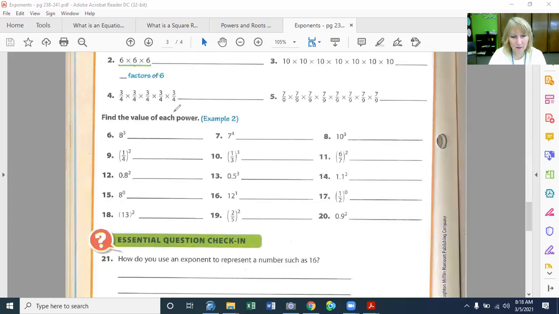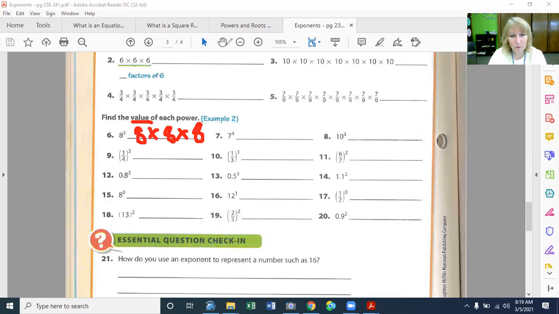Let's look at number 6. 8 to the 3rd power. Now they say find the value. When they say find the value, they want the answer. They don't want you to, it's already written as an exponent. They really want you to find the answer. So 8 to the 3rd is really 8 times 8 times 8. So what is 8 times 8 times 8?